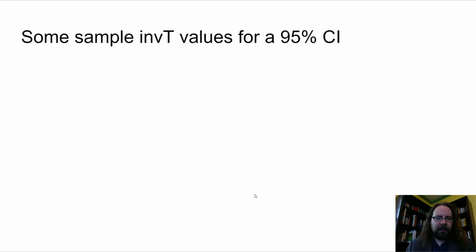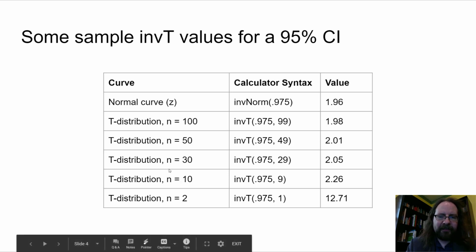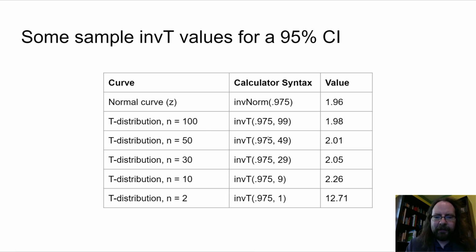So as an example, I have a table here of some inverse t values for a 95% confidence interval. You can probably pause the video to be able to get all of this down. Here I have several different curve situations for a 95% confidence interval, what the actual calculator syntax would be, and what the value comes out to be. Notice that this top row here is for a 95% confidence interval for the normal curve. That should look familiar. That gives us our value of 1.96, which we've used before. And all of these are from our t-values.